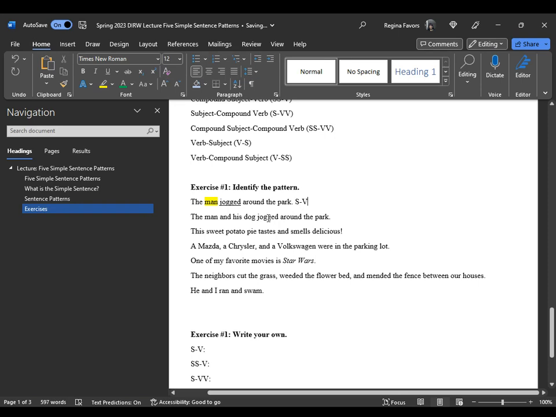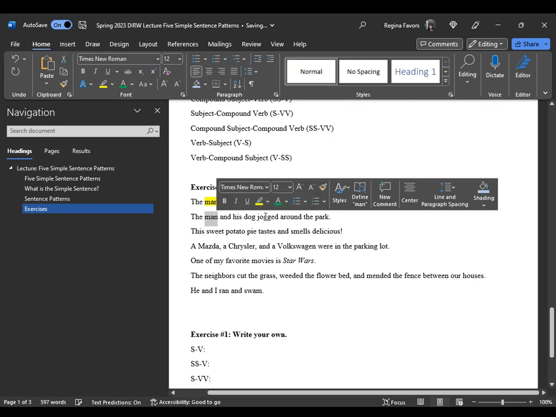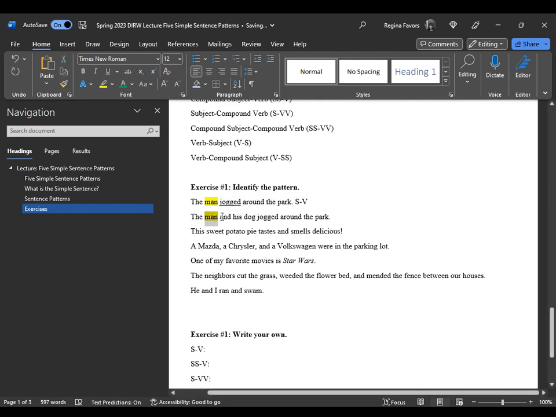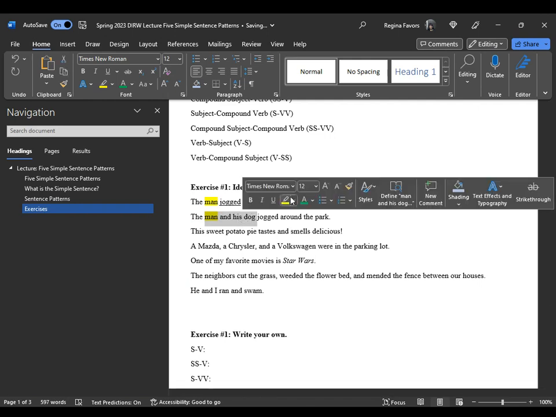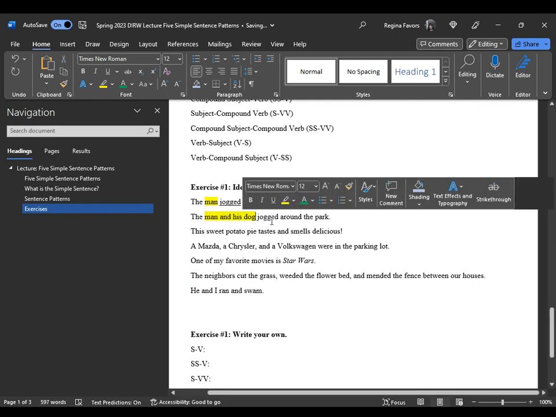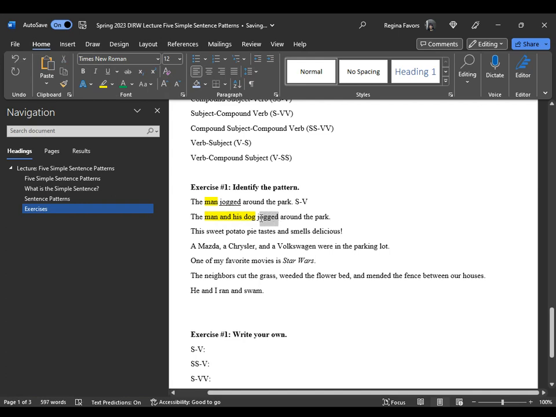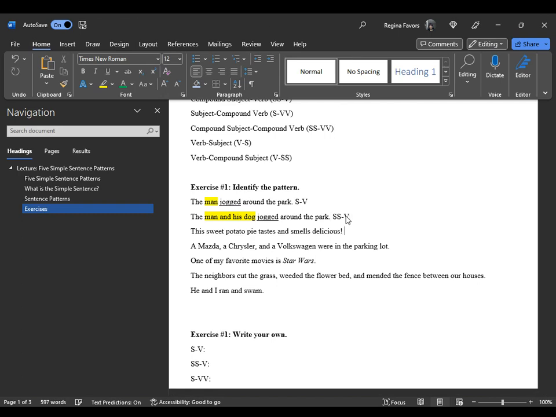The man and his dog jogged around the park. So the man and his dog is your compound subject here. And they both are performing jog. So then this is compound subject, verb. And then remember, around the park would be a prepositional phrase.